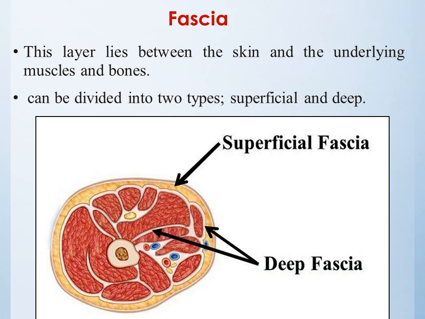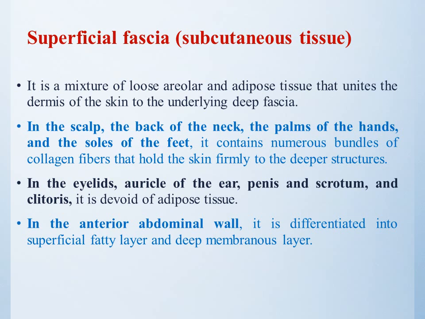The third topic in our lecture is about fascia. Fascia is a layer that lies between the skin and the underlying muscles and bone. It can be divided into two types, superficial fascia and deep fascia. Superficial fascia or subcutaneous tissue is a mixture of loose areolar and adipose tissue that unites the dermis of the skin to the underlying deep fascia.